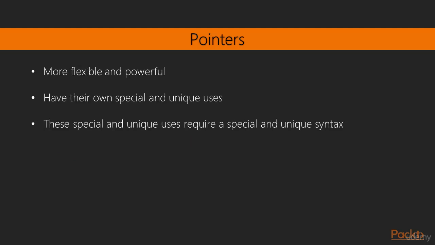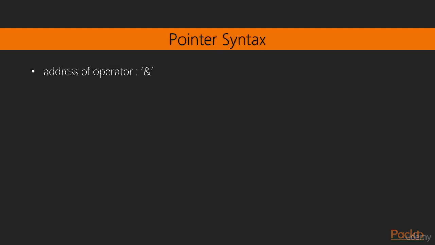Pointers, however, are much more flexible, powerful, and have their own special and unique uses. These special and unique uses require a special and unique syntax. Pointer syntax. There are two main operators associated with pointers. The first is the address of operator, denoted by ampersand, and the second is the dereference operator, denoted by asterisk. We will take a look now at the different ways we use these operators with pointers.